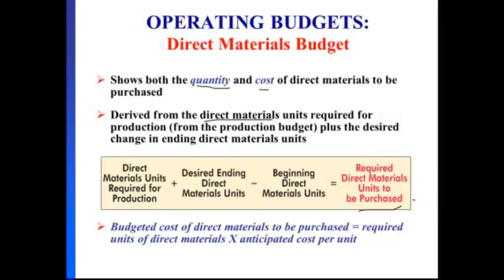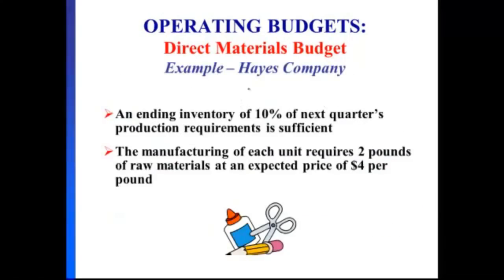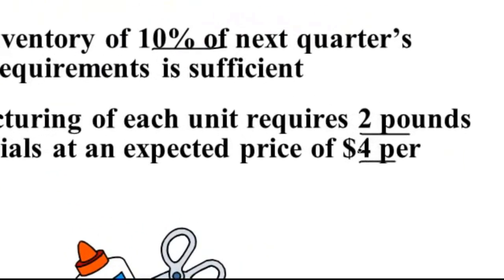An example will give you a better idea. Management says you need 10% of next quarter's production, and the manufacturing of each unit requires 2 pounds of raw material at $4 per pound. Now, word of advice, don't deal with the dollars until you figure out exactly how much you need in pounds first. Deal in pounds, and on the last line, just multiply it by $4 per pound.